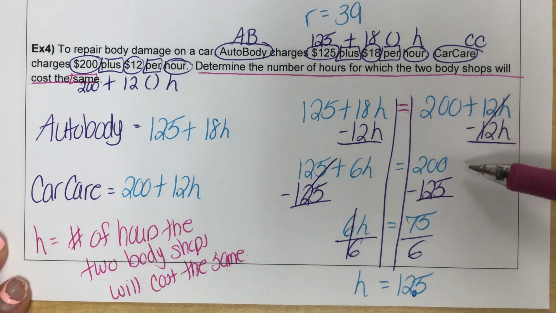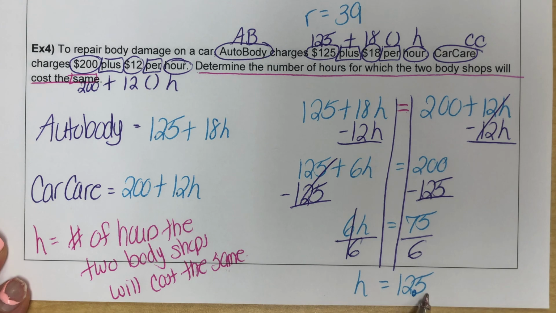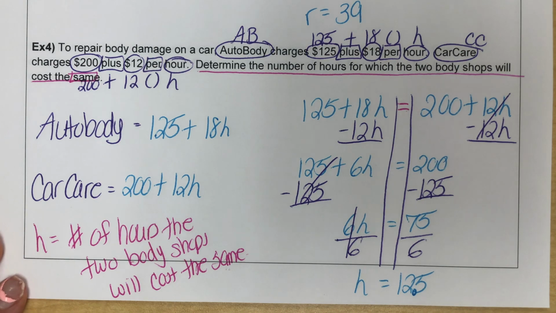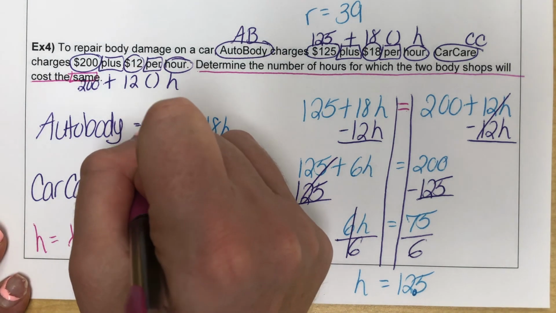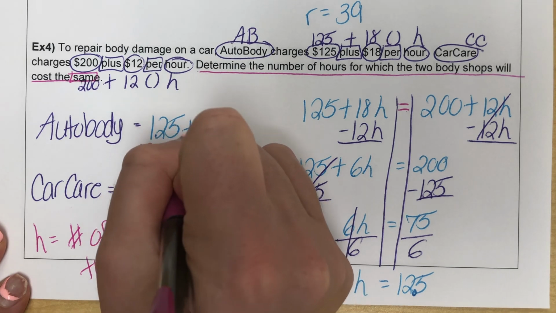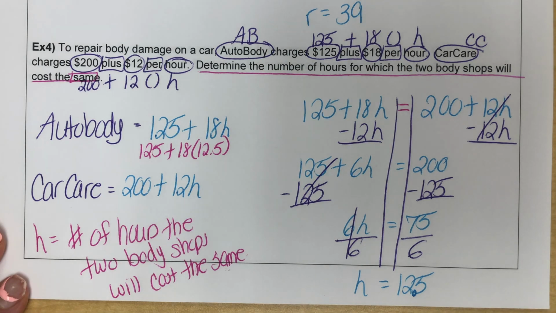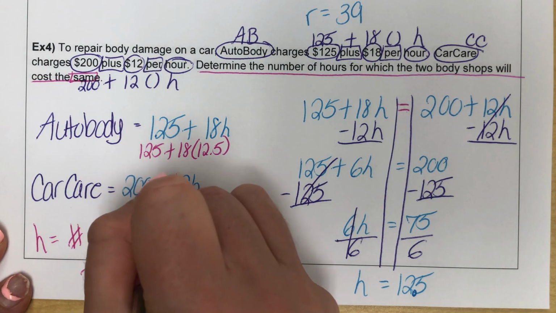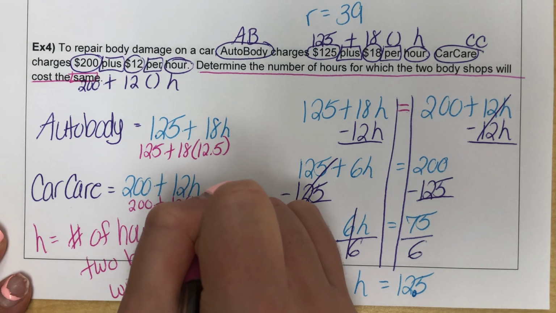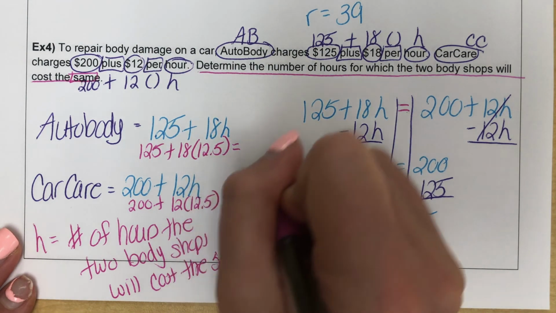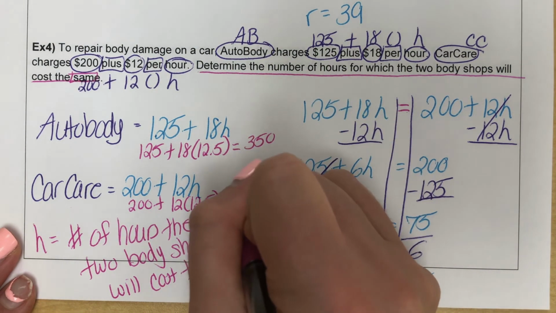So here's all my work. I'm solving all the way through, and I can see that H is 12.5. So the number of hours they'd have to work is 12.5. Okay, I can always plug it back in to double check that those numbers are the same. So I would type into my calculator 125 plus 18 times 12.5 for the auto body. For car care, I would type in 200 plus 12 times 12.5. And when you type it in the calculator, you end up getting 350 for both.